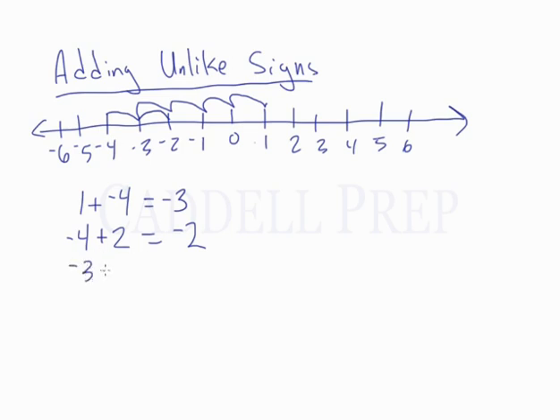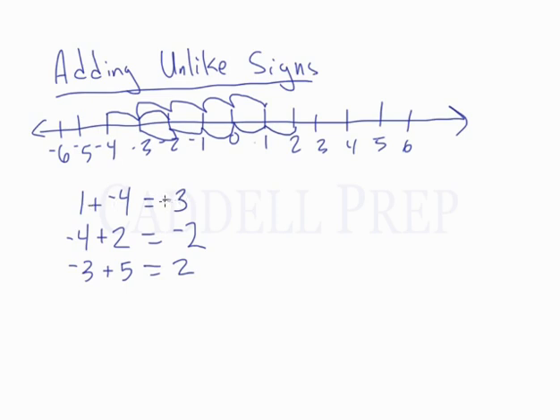Let's do negative 3. And we'll add 5. So negative 3. 1, 2, 3, 4, 5. We get 2. Let's see what the pattern is here. 1 and negative 4 is negative 3. Negative 4 and 2 is negative 2. Negative 3 and 5 is 2. So it looks like when the signs are different, we find the difference between the numbers. So the difference between 4 and 1, or 1 and 4, is 3.